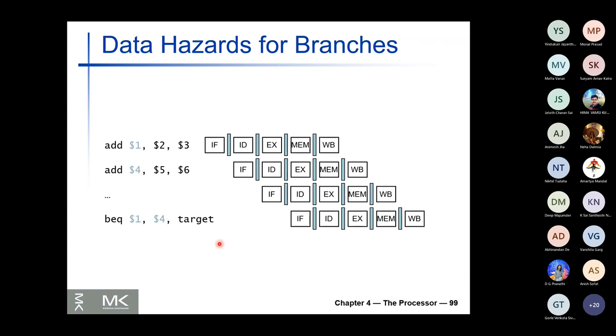Here, this is your branch instruction. We are comparing register 1 and register 4. And register 1 is being updated here. We have an add instruction. Register 4 is also being updated here. And suppose there is another instruction here which does not interfere with this, maybe an independent instruction. Is there any problem here? Do you need any stall or is the branch fine?